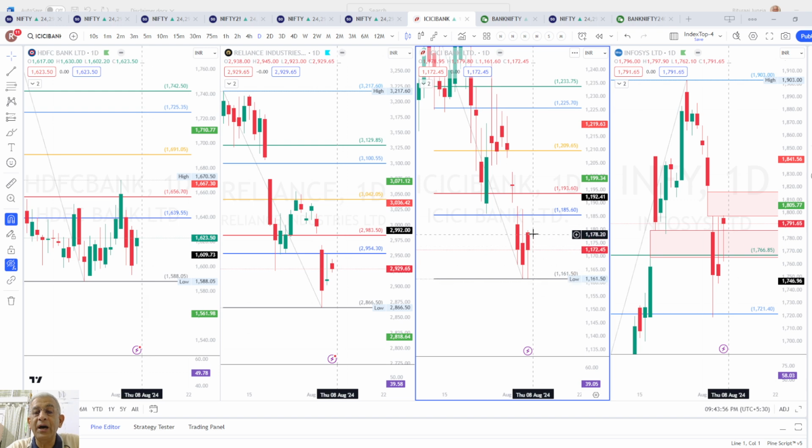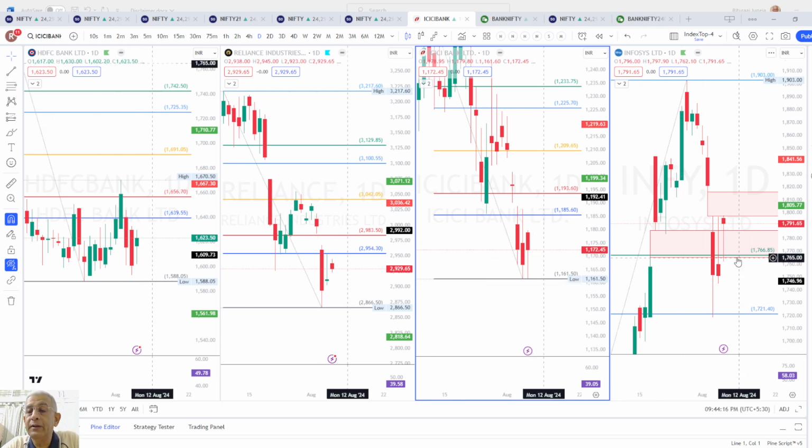How about ICICI Bank? Again, inside bar and compared to this, a higher close. Top three stocks are giving you higher close. What should be your view tomorrow? Bullish for tomorrow, not overall. For tomorrow, for sure, you should be bullish.